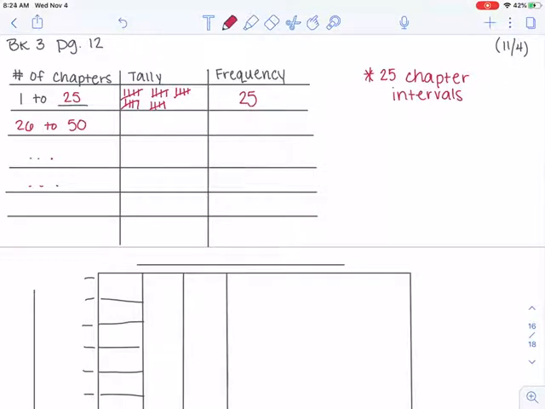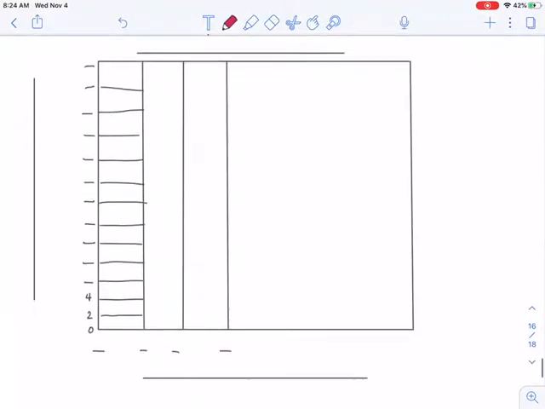So you're going to do the same thing. You're going to go through the books of the Bible, and however many books have between 26 to 50, we're going to mark our tallies here. And then once we put our tallies down, we're going to count up our number to figure out what our frequency is. All right, so once you finish your whole chart, we're going to go down to our graph.